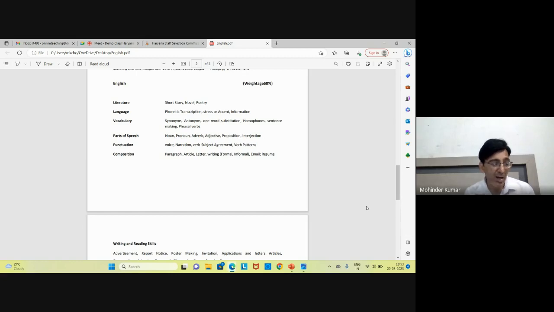For example, paragraph. Do you know paragraph? They are of different types. There are descriptive paragraphs. There are reflective paragraphs. So paragraphs are of different types, and there may be a question on the different types of paragraph. Then we have the article. So there may be a multiple choice question on article.